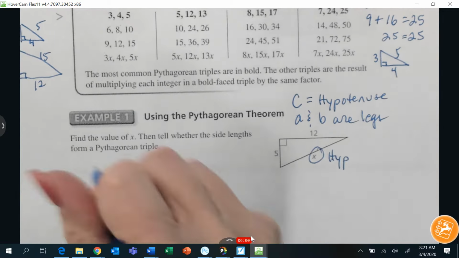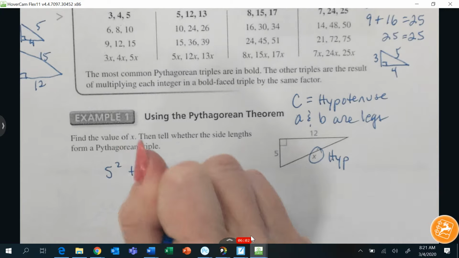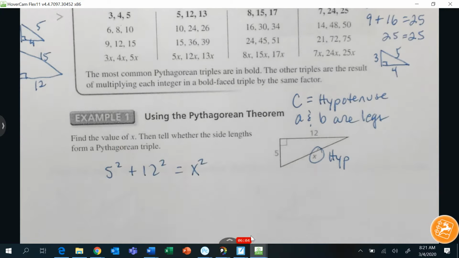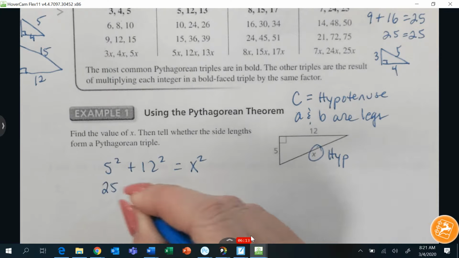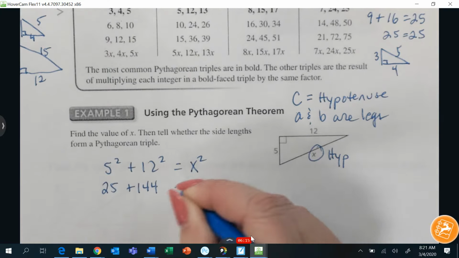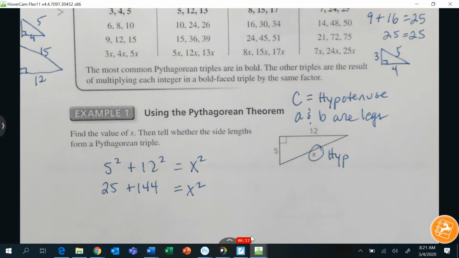So we'll set this up as 5 squared plus 12 squared equals x squared. And then we're going to add the 5 squared and 12 squared. So 25 plus 144. Somebody want to grab that? Please, thank you.